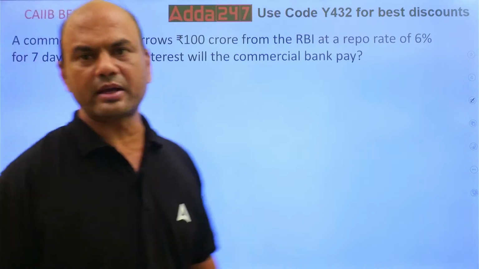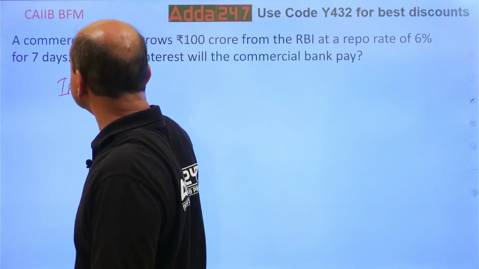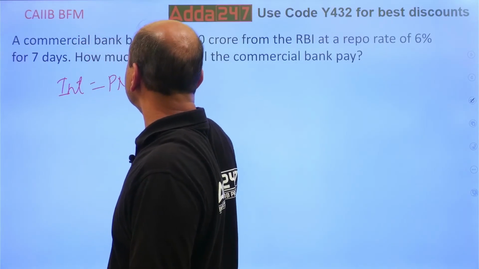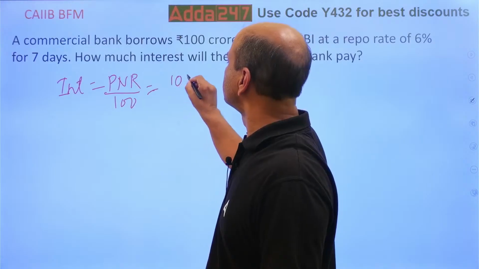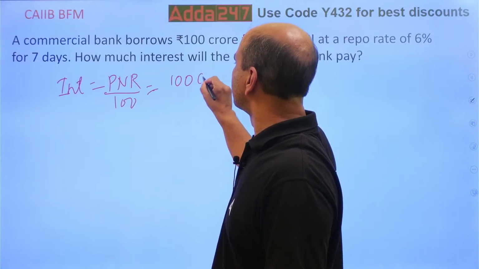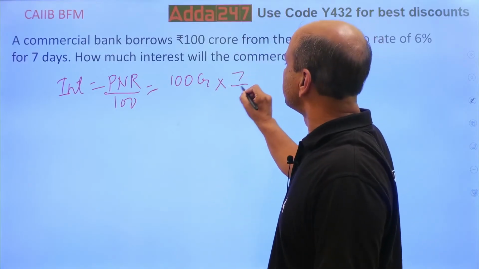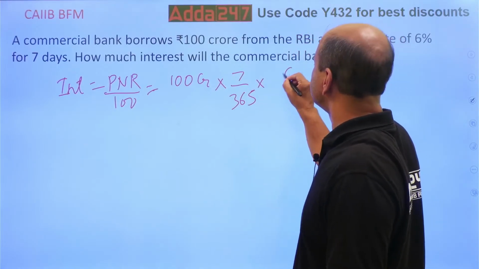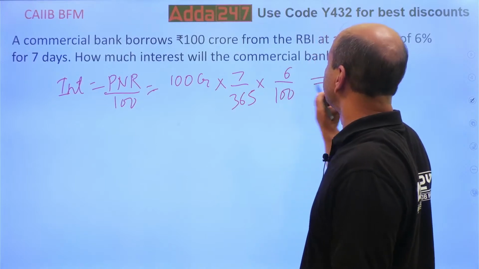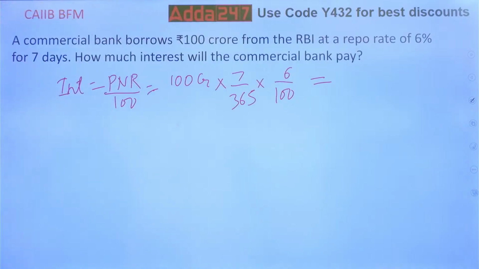Again the same logic, PNR upon 100, interest. So interest is equal to PNR upon 100, right? So that is equal to 100 crores, into N, which is 7 days, so 7 upon 365 into 100. What is the rate? 6%, so 6 upon 100. So do it. What is the answer? Get the answer. Simple one.